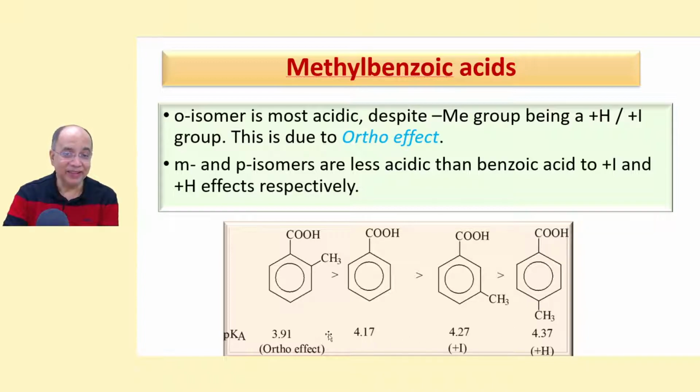Right? So this is very interesting. Ortho methyl is a plus I plus H group, but still it is the strongest because you know that plus H doesn't work. Plus H doesn't work. It is the SIR ortho effect that makes this most acidic among the isomeric methyl benzoic acids.